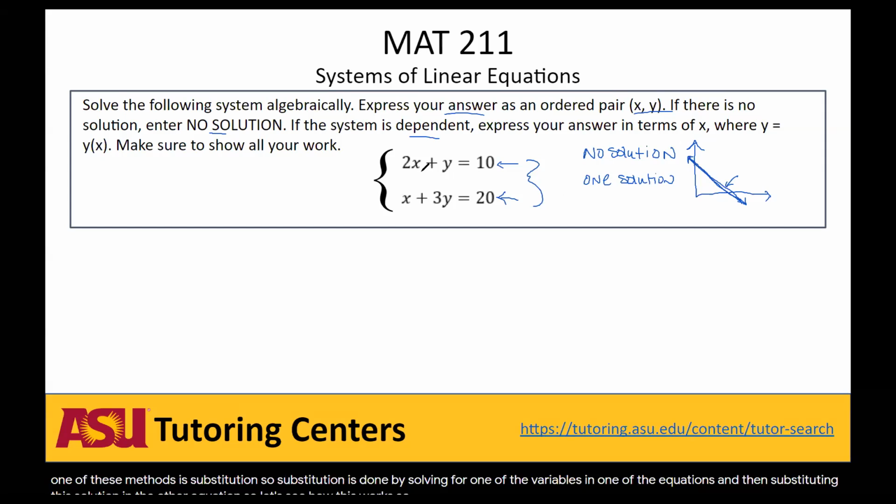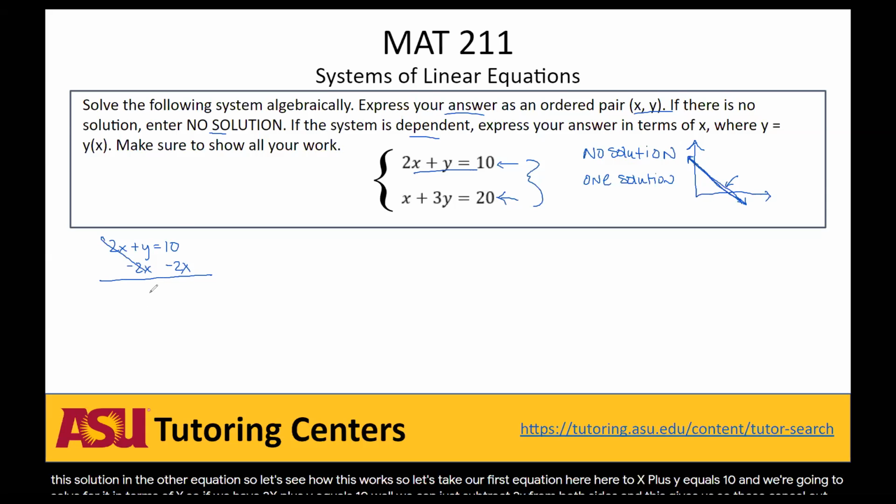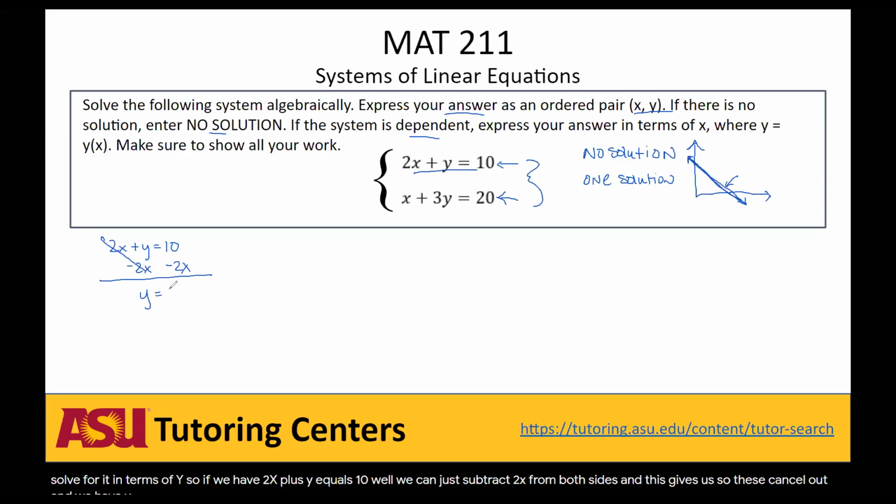So let's take our first equation here, 2x plus y equals 10, and we're going to solve for it in terms of y. So if we have 2x plus y equals 10, well, we can just subtract 2x from both sides. And this gives us, so these cancel out, and we have y equals 10 minus 2x.